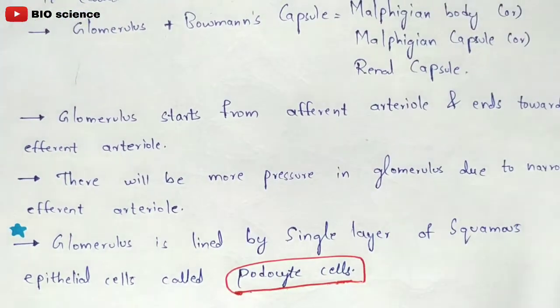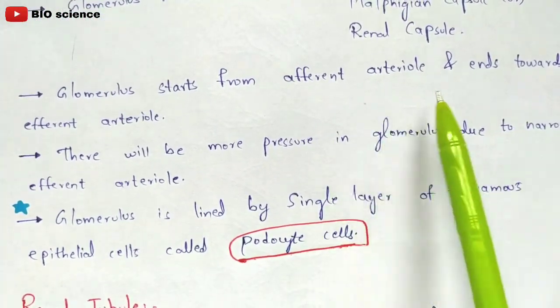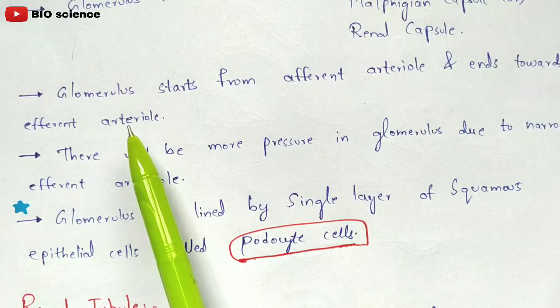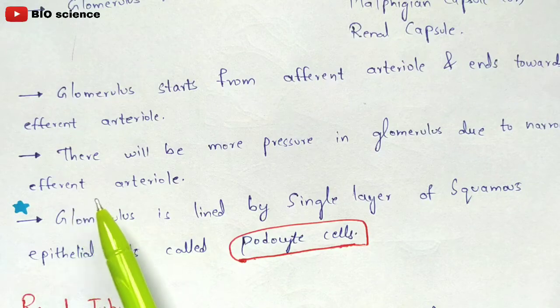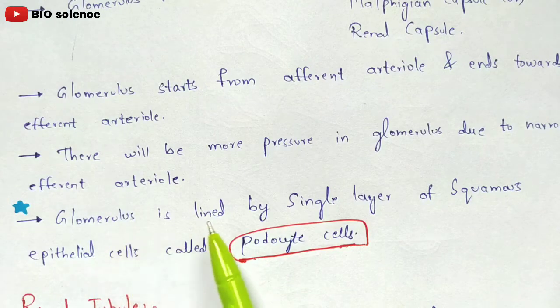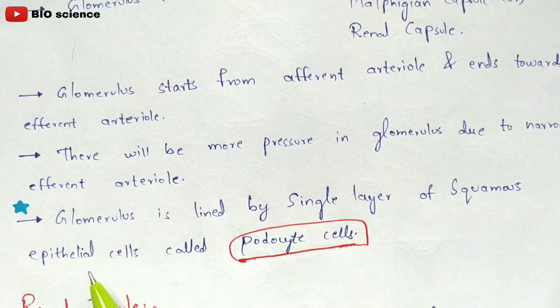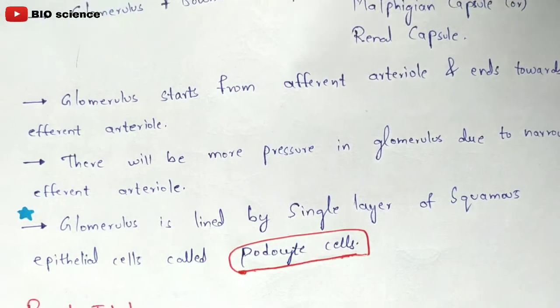So glomerulus starts from the afferent arteriole and ends towards the efferent arteriole. So there will be more pressure in the glomerulus due to the narrow efferent arteriole, and the glomerulus is lined by a single layer of squamous epithelial cells called podocyte cells. Fine. So this is about the Malpighian body.